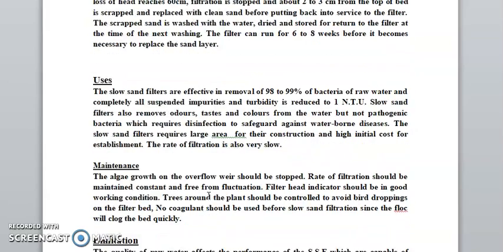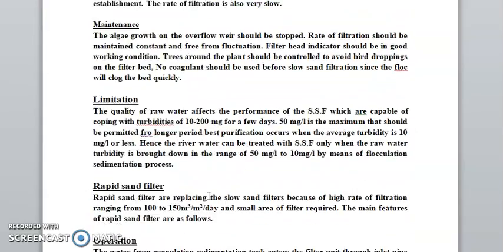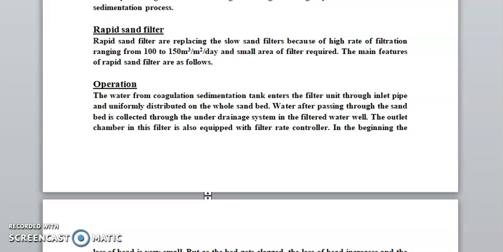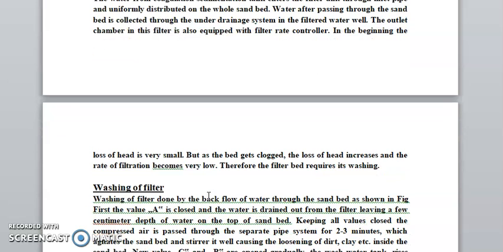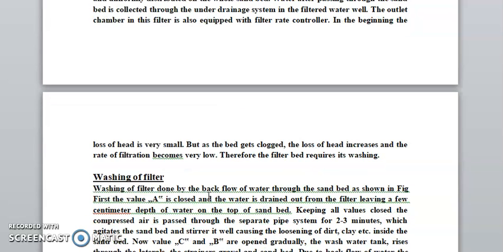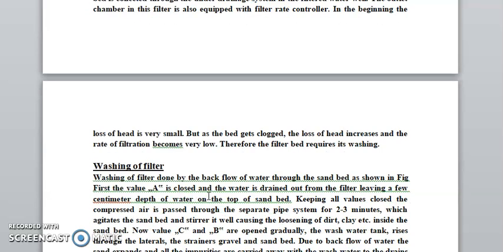Now we go to the next topic, rapid sand filters, which are high rate filters. Operation: water from the coagulation and sedimentation tank flows through the inlet pipe. For washing the filter, backwash is done, and the sand filters and drain the filter. The valves are for compressed air, which passes through the pipe for washing purposes.